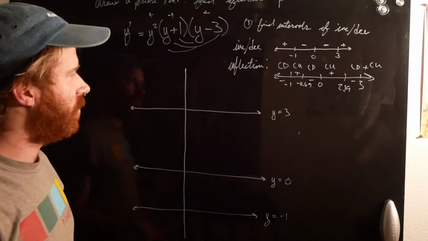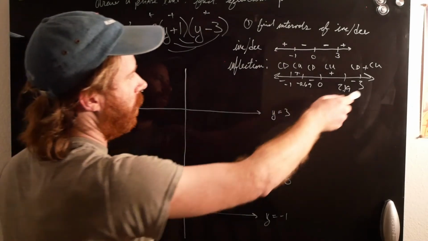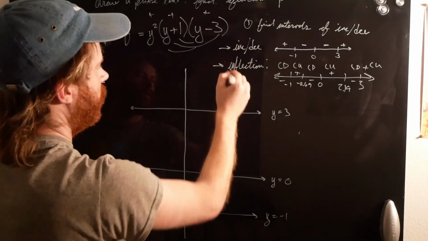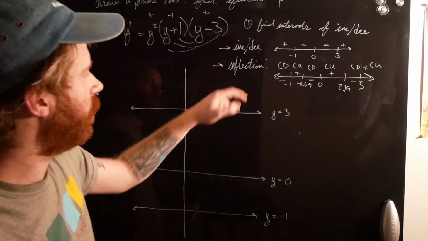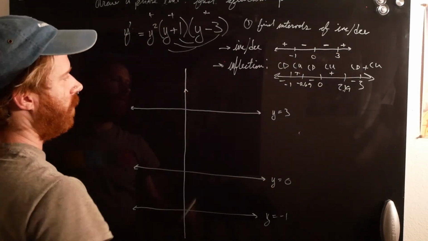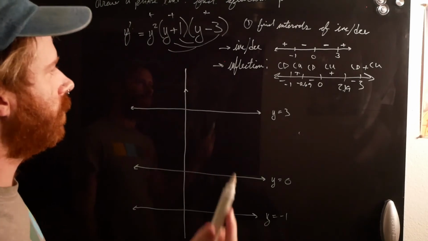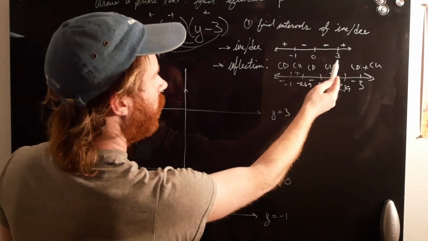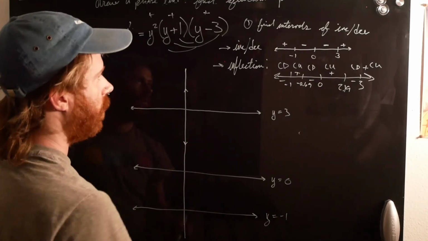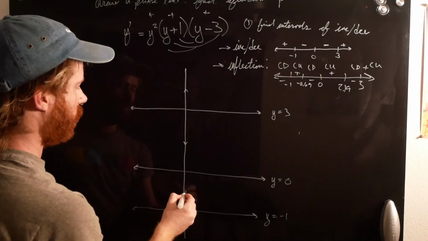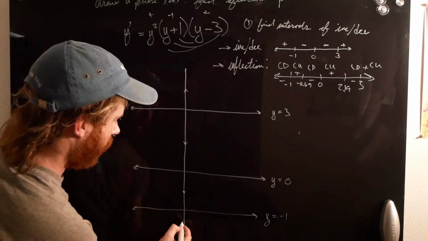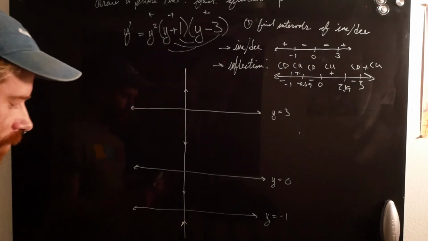Okay, so now that we have the graph drawn, we're going to follow this: increasing or decreasing and inflection points. For the increasing or decreasing intervals, 3 to infinity is increasing, so I draw a little dash to make sure I remember it's increasing there. 0 to 3 is decreasing. 0 to negative 1 is also decreasing. And negative 1 to infinity is increasing.